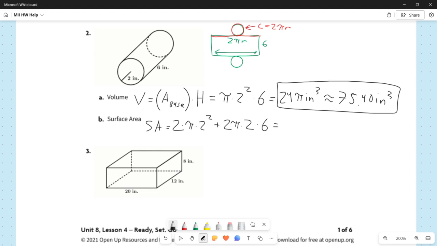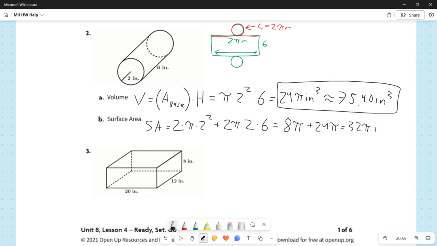If we clean this up a little bit, the first term, 2 squared is 4 times another 2 is 8, so that's 8 pi. And then the second term, 2 times 2 is 4, and 4 times 6 is 24. When you're adding terms like this, you can treat pi just like you would x. So if you have 8x plus 24x, you get 32x. So if we have 8 pi plus 24 pi, we get 32 pi.